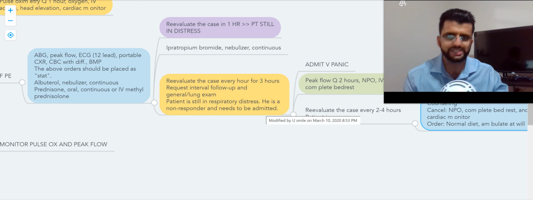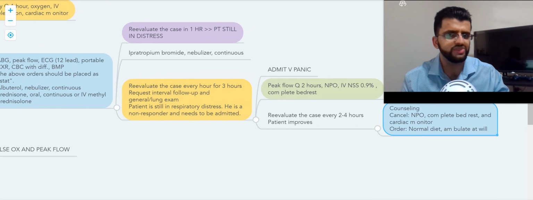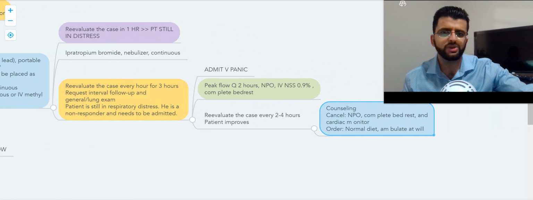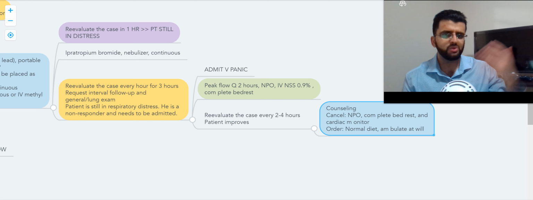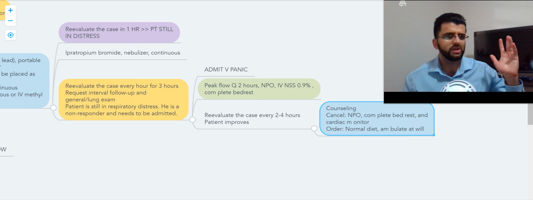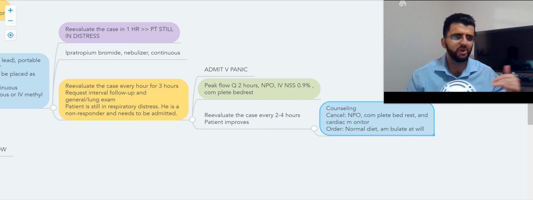Let's suppose it's less than 70 after the focused exam and everything. You admit. You do V-panic and peak flow every 2 hours. NPO, IV access, normal saline. And then reevaluate every 2 to 4 hours. Once the patient improves, you cancel the NPO and you do nothing per mouth... rather, you cancel the NPO once he gets better. Cancel bed rest, cardiac monitor, and order normal diet and ambulate.